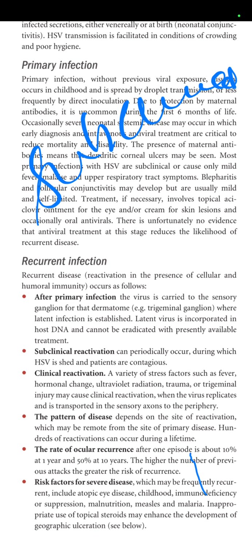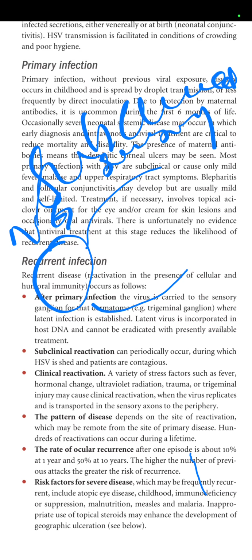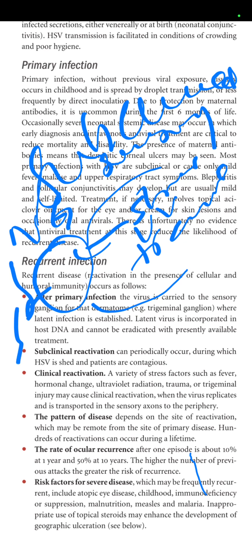A variety of stress factors such as fever, hormonal change, ultraviolet radiation, trauma, or trigeminal injury may cause clinical reactivation, where the virus replicates and is transported along the sensory axon to the periphery. So in case of clinical reactivation, this is a neuronal ganglion, and these are sensory fibers, axons. There are multiple factors: stress, UV radiation, trauma, anything causing an immunocompromised status, then the virus starts getting replicated. It moves through the sensory ganglions and affects the periphery.